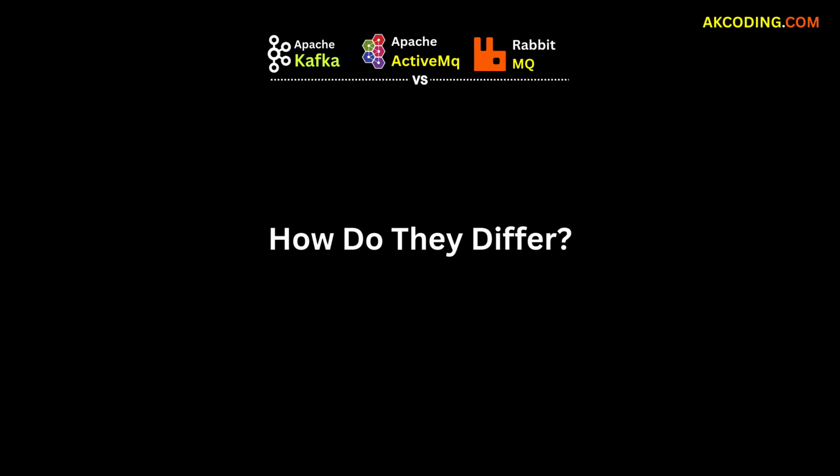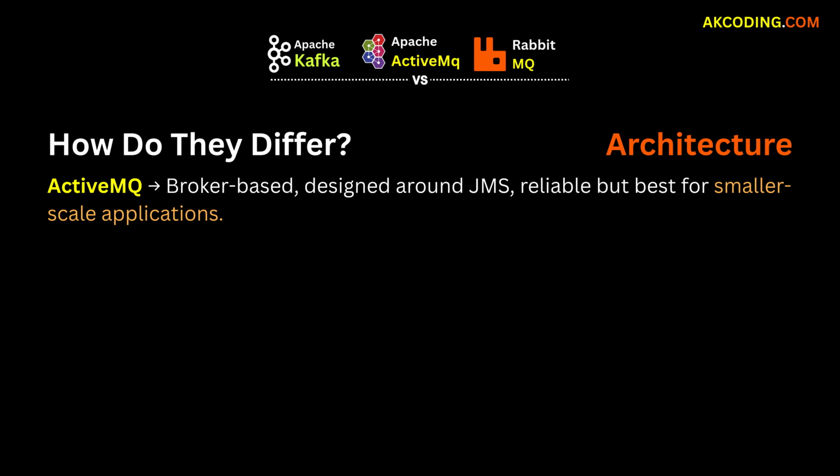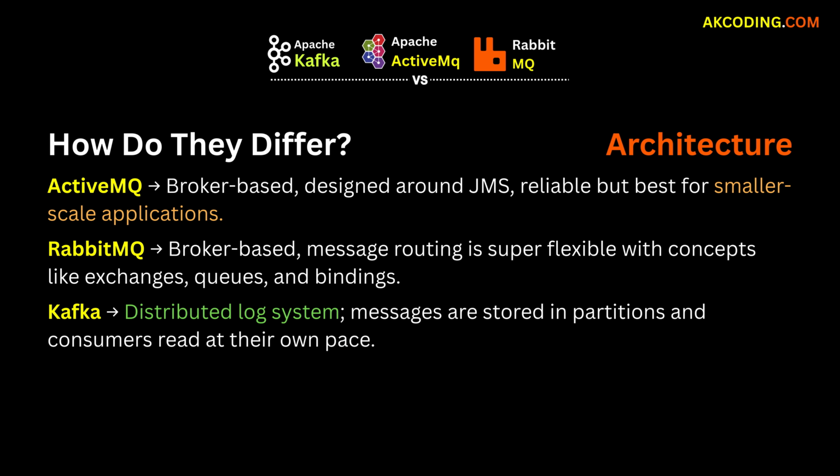How do they differ? Let's understand with the architectural aspect. ActiveMQ is a broker-based architecture designed around JMS-based systems, reliable but best for smaller scale applications. RabbitMQ is also a broker-based architecture, and message routing is super flexible with concepts like exchanges, queues and bindings. Kafka is a distributed log system. Messages are stored in partitions and consumers read at their own pace.